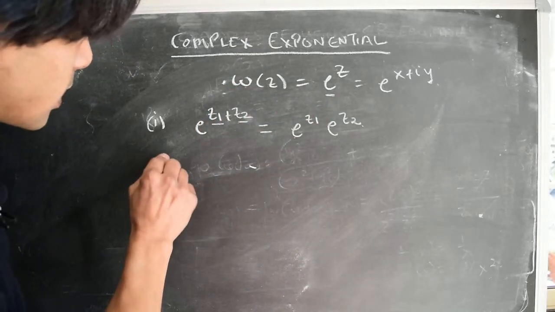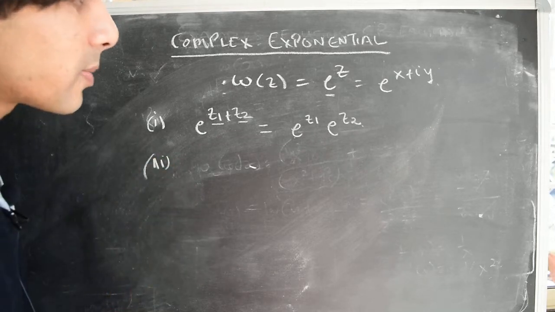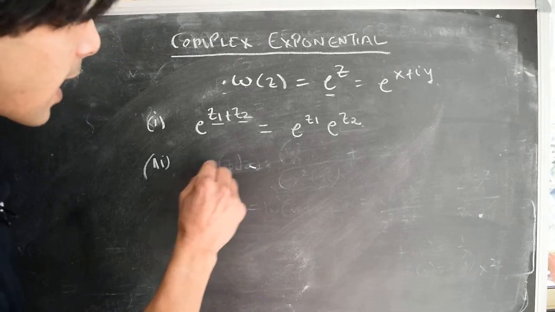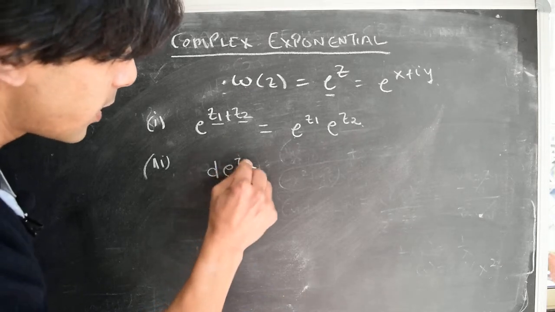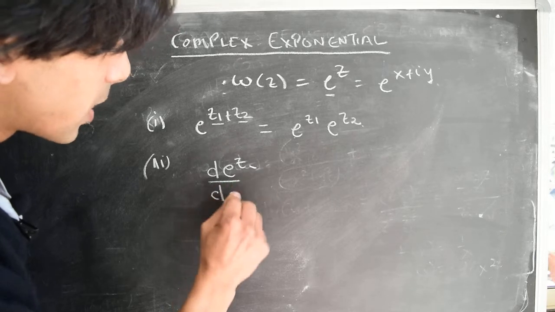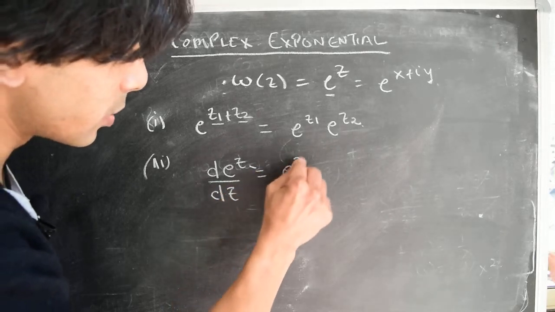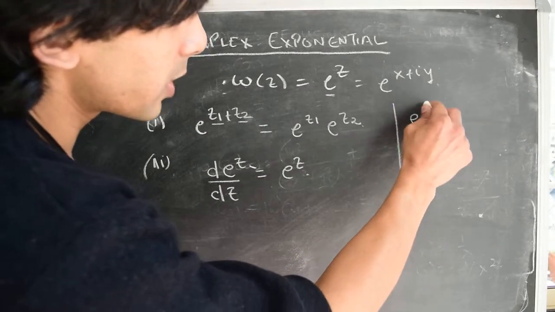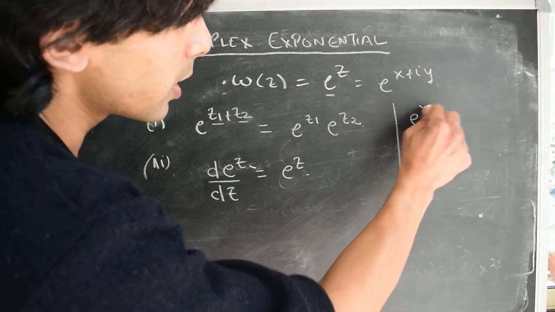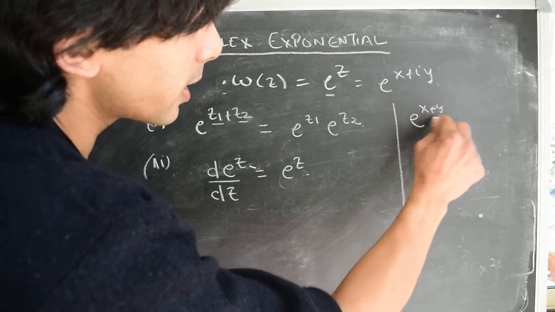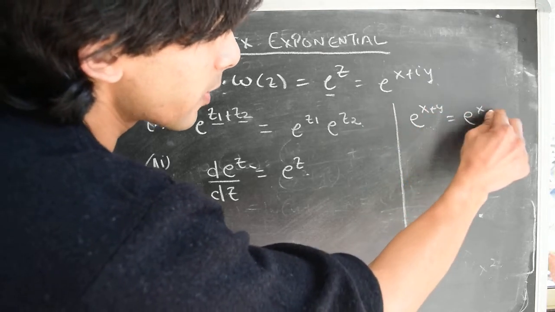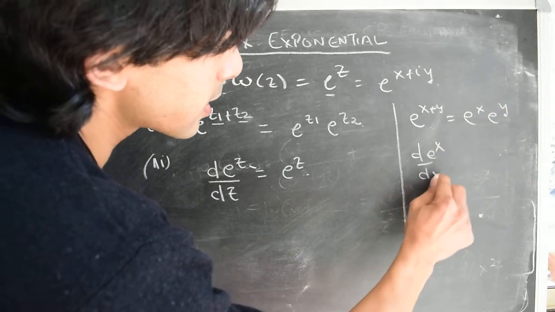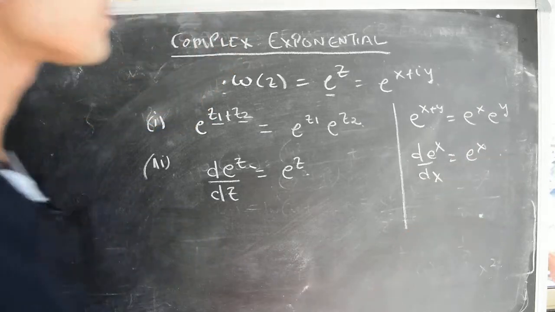The other property is that the complex exponential will be an analytic function, and so we can define its derivative. In particular, what we want is that the derivative of the function e to the power of z with respect to z is again e to the power of z. If you recall, this is just a natural generalization of functions of a real variable, where if you have two real numbers x and y, then e to the power of x plus y is e to the power of x times e to the power of y, and we know that d e to the power of x by dx is e to the power of x.